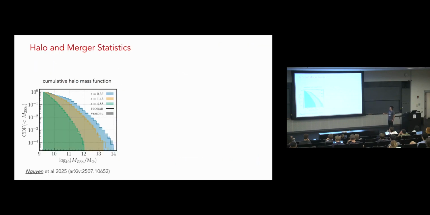You can calculate things like halo merger statistics. For example, here we compare a bunch of halo mass functions. Different colors are different snapshots, different redshifts, different times in the universe, where the solid line is the generative model that we have, and the shaded region is the simulations. This is just the cumulative number of halos as a function of mass. These are some of the more common summary statistics that cosmologists or galaxy formation astrophysicists would look at when they want to cross-check these merger trees.